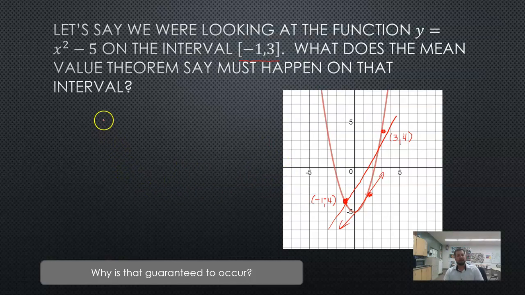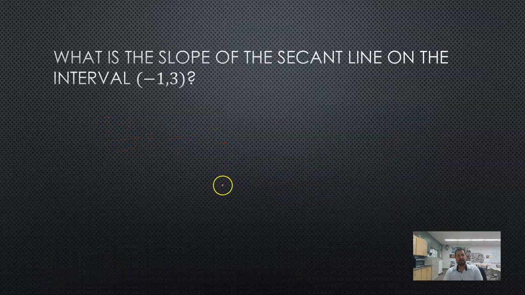Well, that slope, hopefully you can see, we would just go y2 minus y1 over x2 minus x1. That gives me 8 over 4, which gives me a slope of 2. So that's the first thing here, looking at this. This secant line that I just drew has a slope of 2. Okay, so now I'm going to take the derivative of this function.